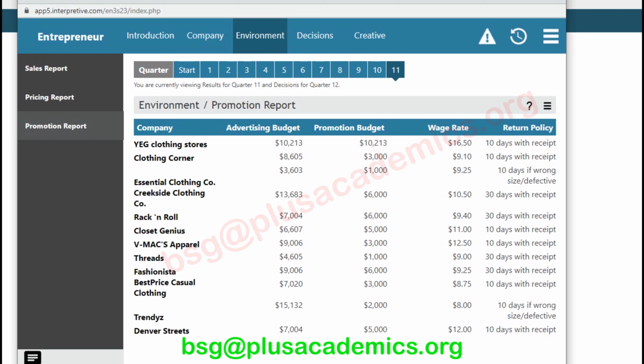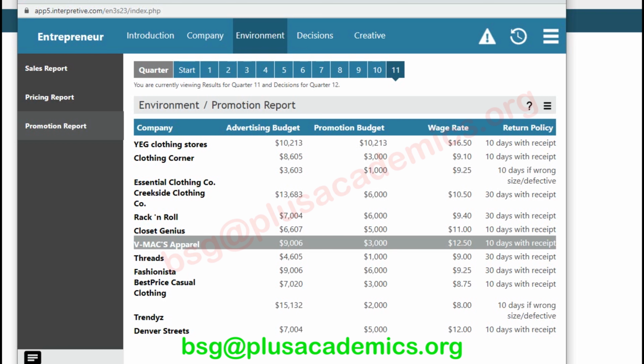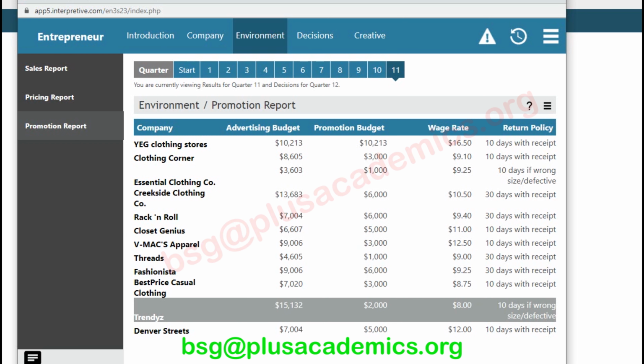We can see for VMark, when it comes to advertising budget, they are having a budget of about 9K. Promo budget is 3K. For Trendies, advertisement budget is 15K, promotion budget is 2K. And when we come to wage rates, you can see Trendies actually has a very poor wage rate compared to other companies in the industry. This was something that we are going to consider while making the decision in the current quarter.